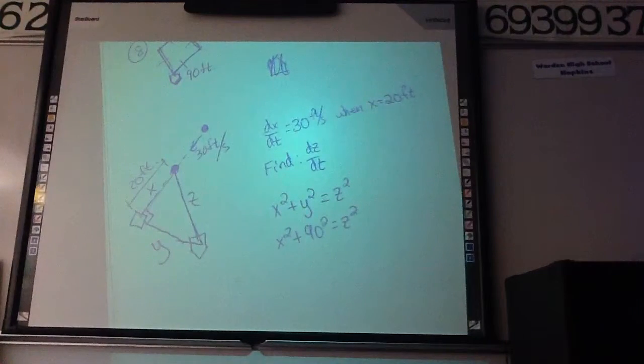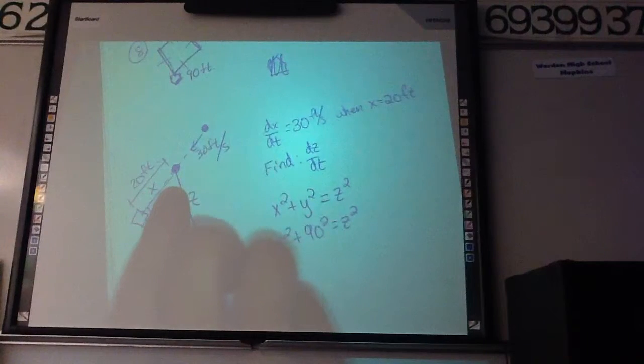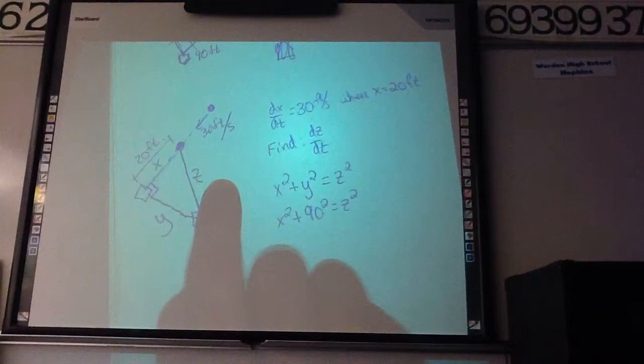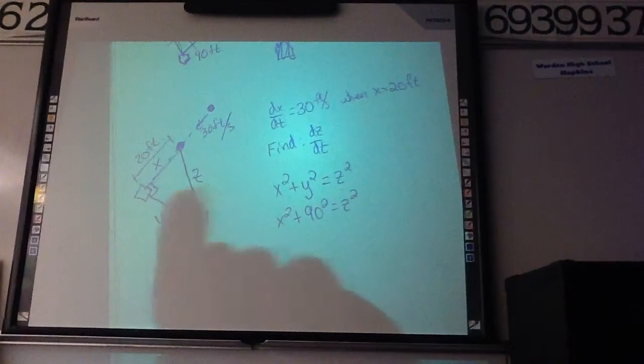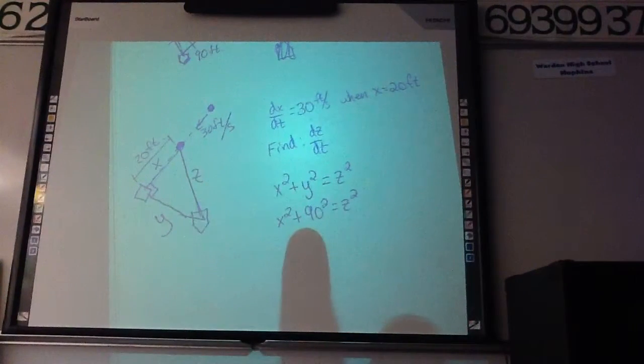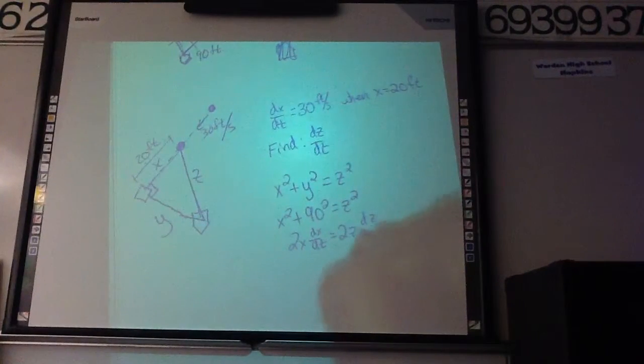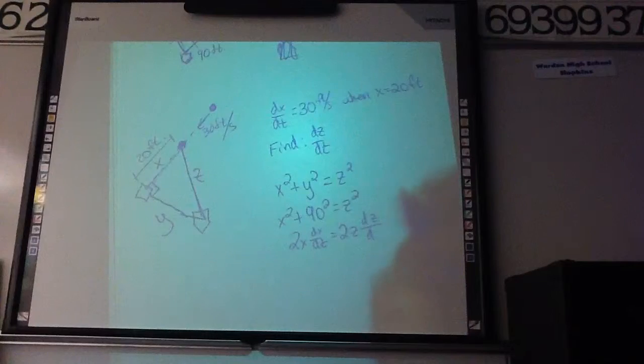At the instant this is happening, when we're taking the picture, don't we know x is 20? And don't we know y is 90? Yeah, but I don't even know what to plug in. Can't we find z because it's just Pythagorean theorem? Or are you still working on the derivative? No, the derivative, we got 2x dx/dt equals 2z dz/dt. But that's why you said y, and I didn't get any y in there. That's why I was confused. Oh, I see what you mean.